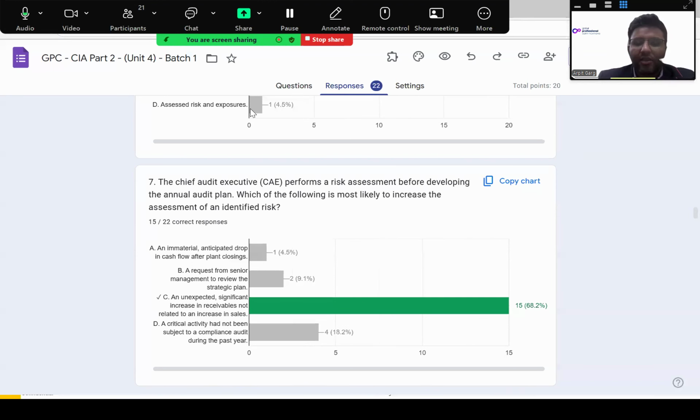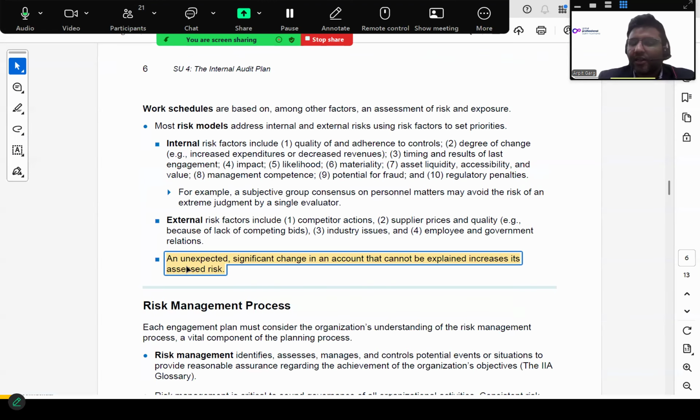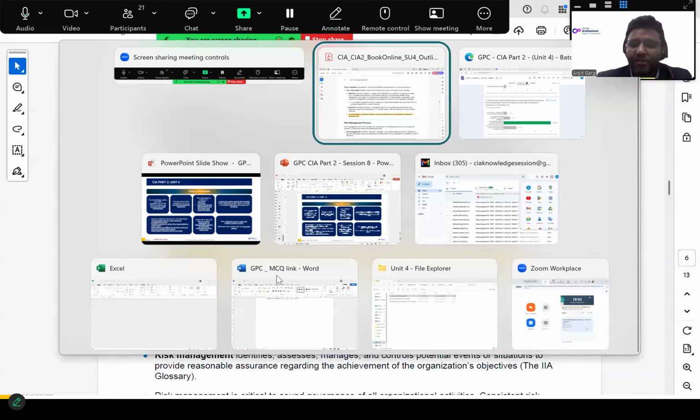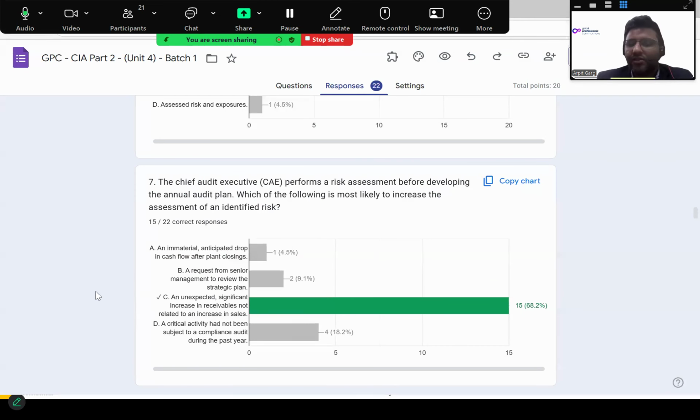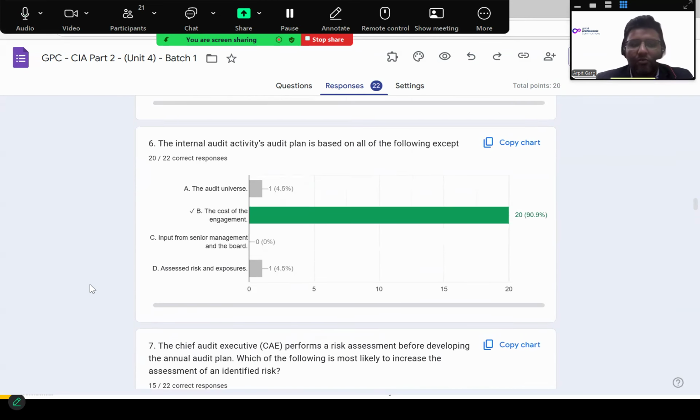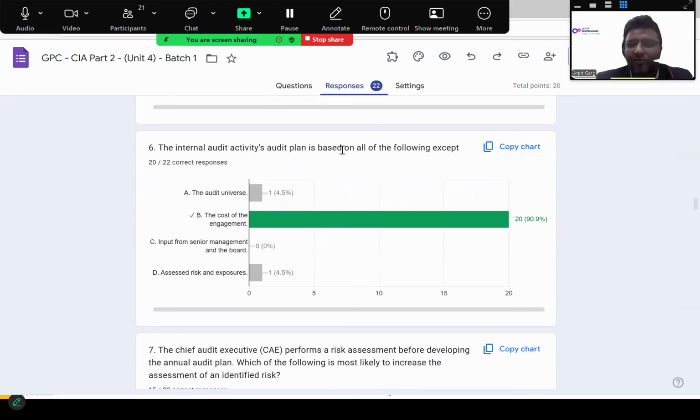So this is something that we spoke about. Can you all see that? An unexpected significant change in an account that cannot be explained increases its assessed risk, right? So that's why C is the more appropriate. I'll move on to question number 6. People, it says the engagement activity audit plan is based on all of the following except the audit universe. I mean, audit plan is not based on audit universe.